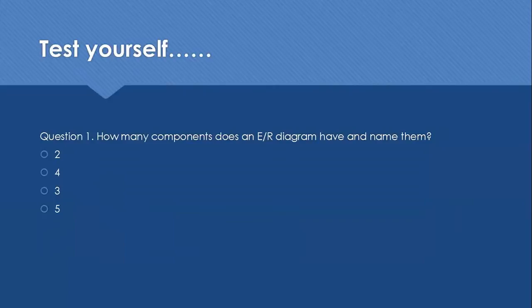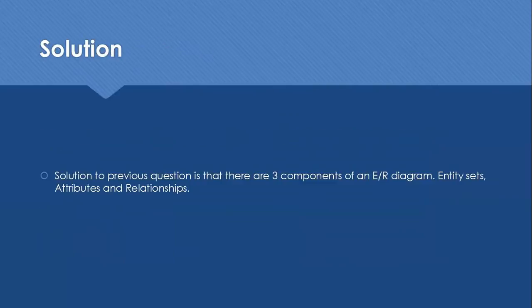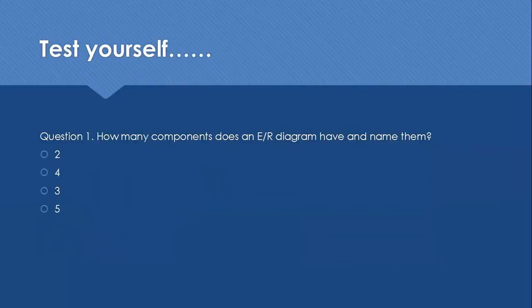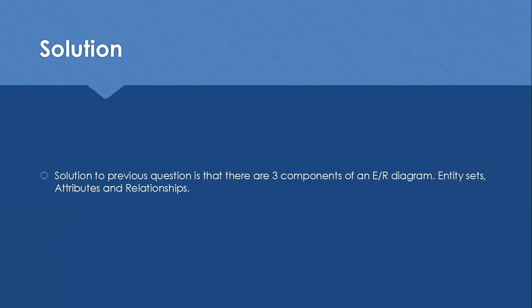So the question was, again, how many components does an ER diagram have, and name them. So the correct solution is it has three different components, like we talked about earlier in the lecture. The components are entity sets, attributes, and relationships. I cannot stress it enough, and I cannot tell you how important it is to know the different components, because once you know how to identify all the components in a given question, you would be able to create any type of ER diagram. And trust me on that, I mean it. So now, let's move on.